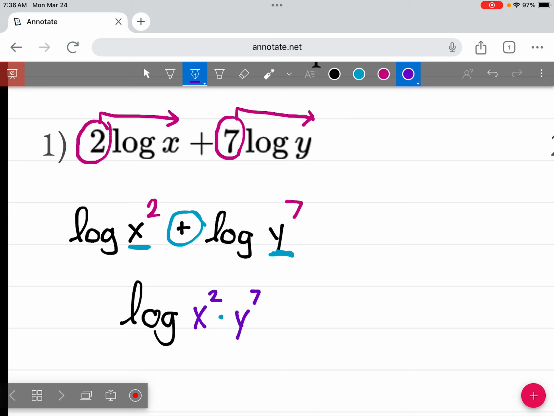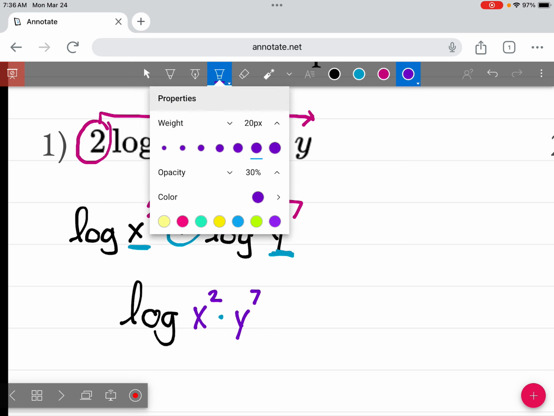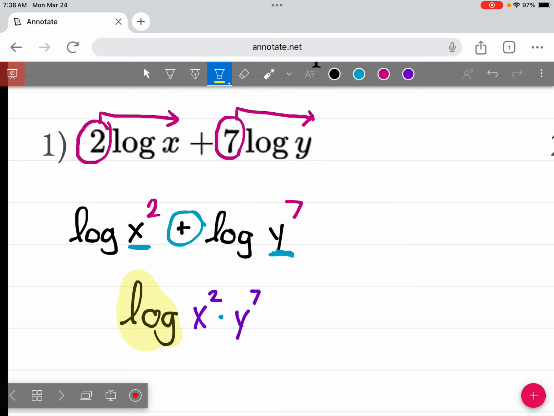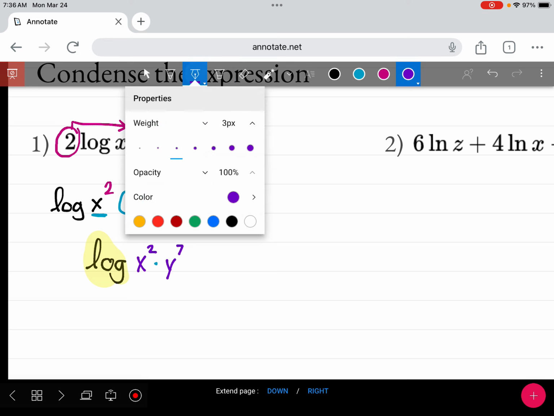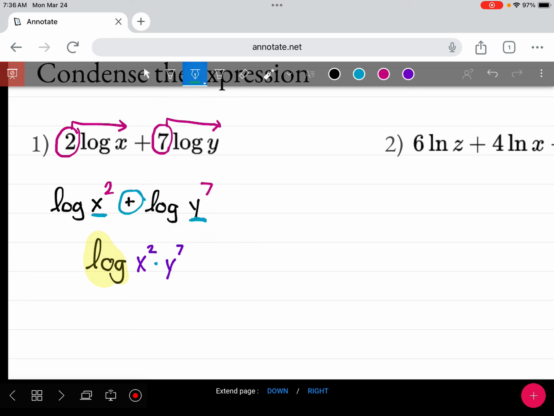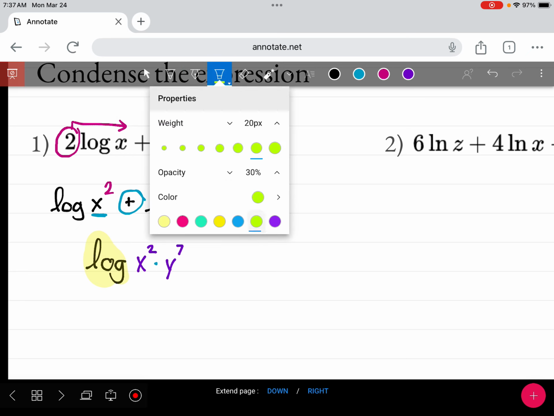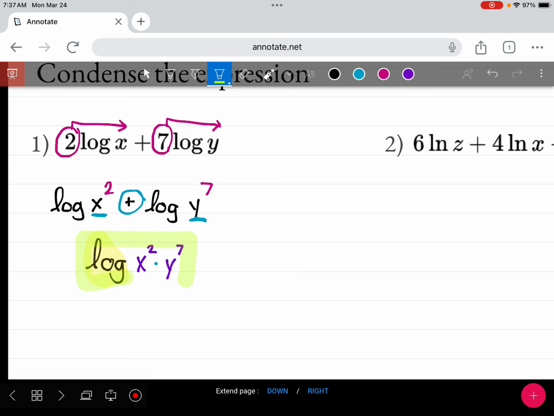You don't have to necessarily put the dot in between. You can. I think it's helpful to have a visual, but you don't have to. You could just write that as log x squared y to the 7th. And since we've got this down to only one log, we are done. That is fully condensed. So this is our final answer. We're looking to get this down to be just one log with no numbers in front, nothing else wild happening, but just one log.